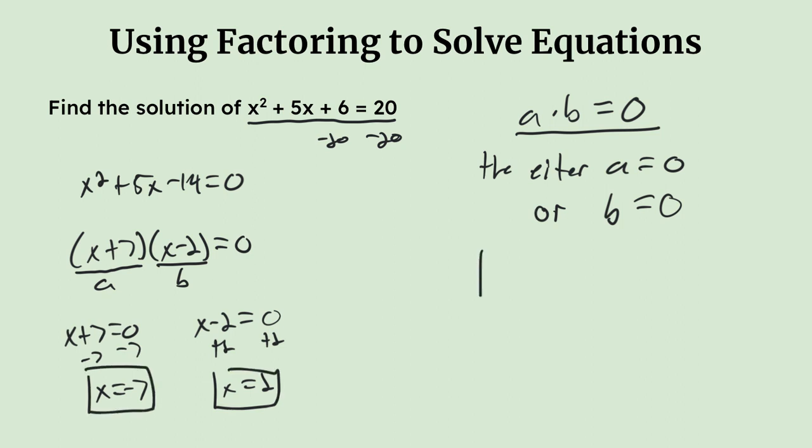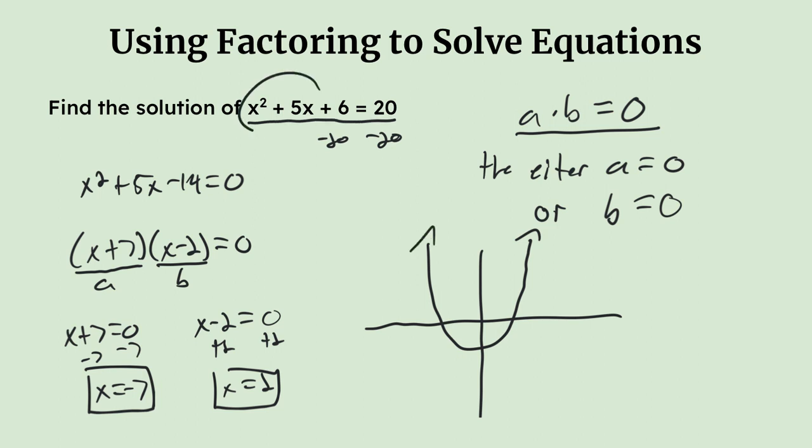In last class, I mentioned this briefly, but when we're factoring, we're trying to find where these parabolas cross the x-axis. Well, this parabola here, if we graphed it, would cross at negative 7 and positive 2. So when we are factoring, we're trying to find where we cross that x-axis with our graphs.